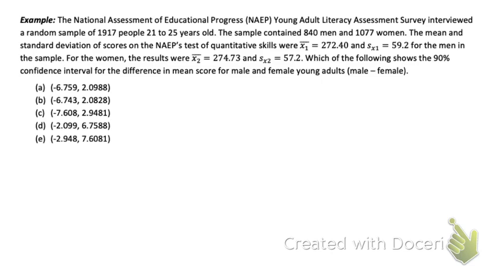The National Assessment of Educational Progress Young Adult Literacy Assessment Survey. That's quite a survey. Interviewed a random sample of 1,917 people, 21 to 25 years old. The sample contained 840 men and 1,077 women. The mean and standard deviation for the scores on the NAEP's test of quantitative skills were X bar 1 equals 272.4 and S of X1 equals 59.2 for the men in the sample. For the women, the results were X bar 2 equals 274.73 and S of X2 equals 57.2. Which of the following shows the 90% confidence interval for the difference in the mean score for males and females, the young adults, males minus females, so that means the males are going to be 1, the females are going to be 2, and this gives us all of the stats.